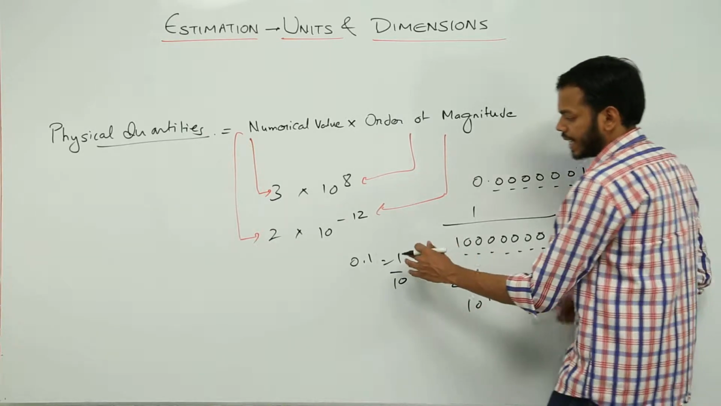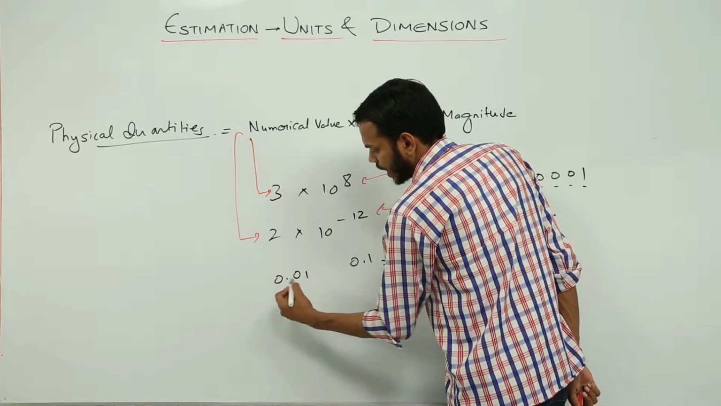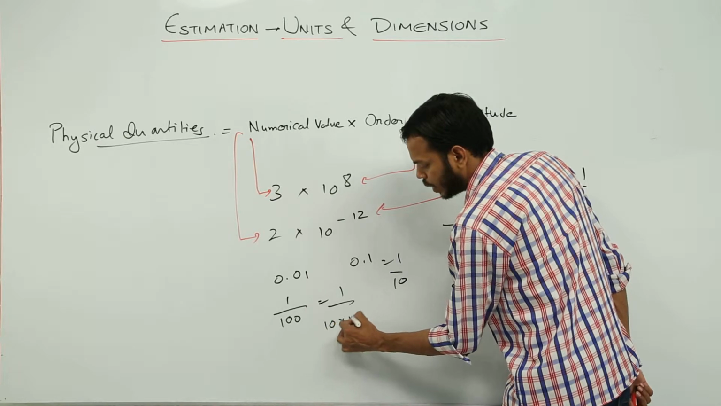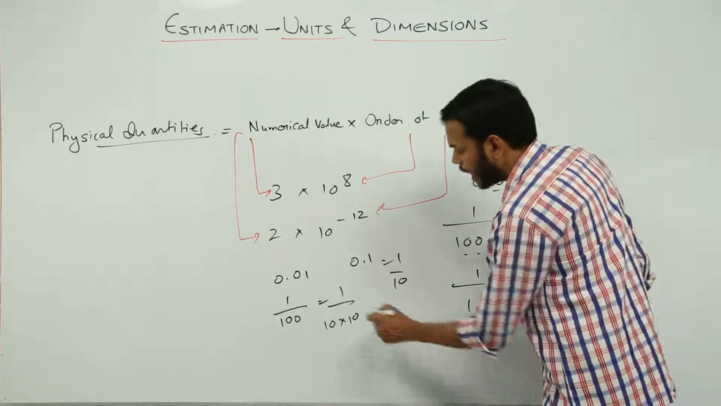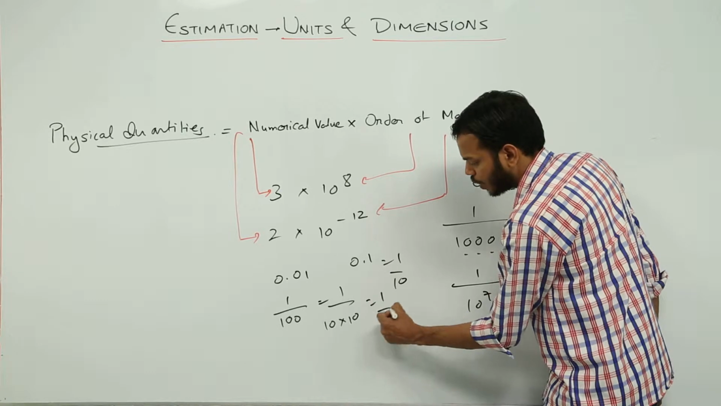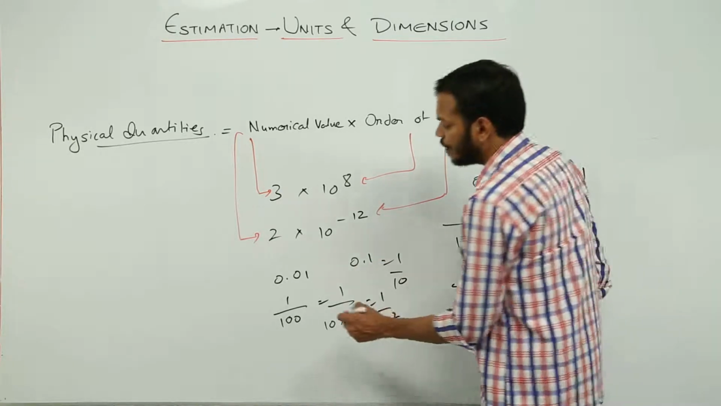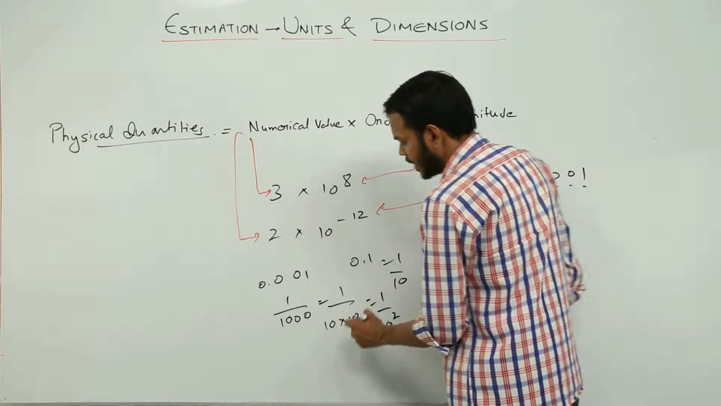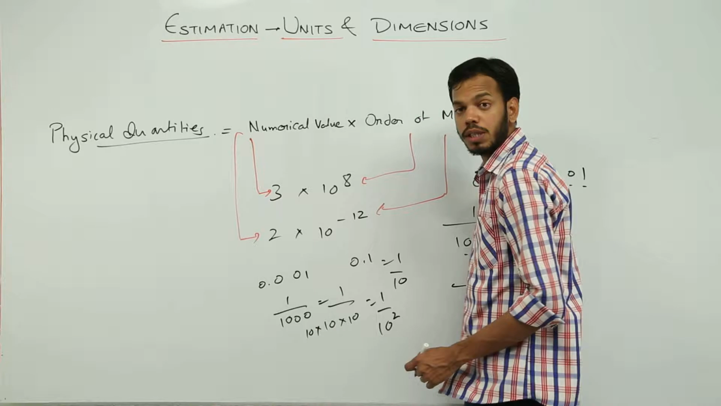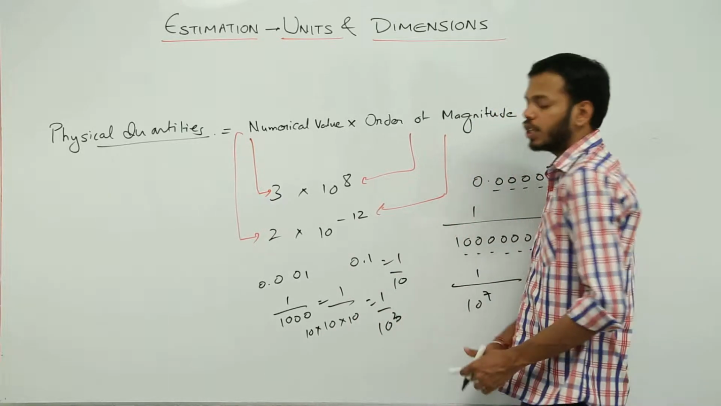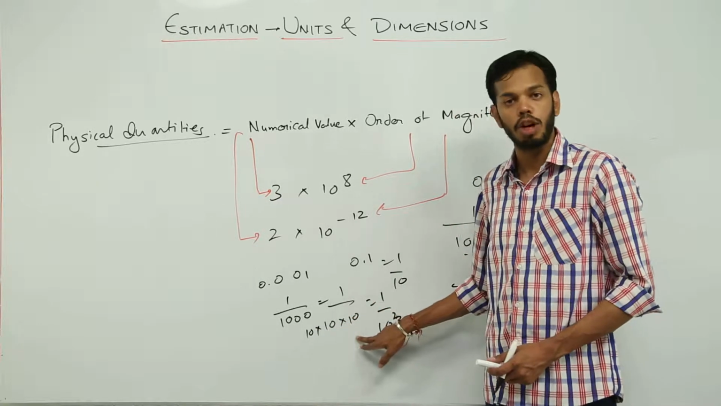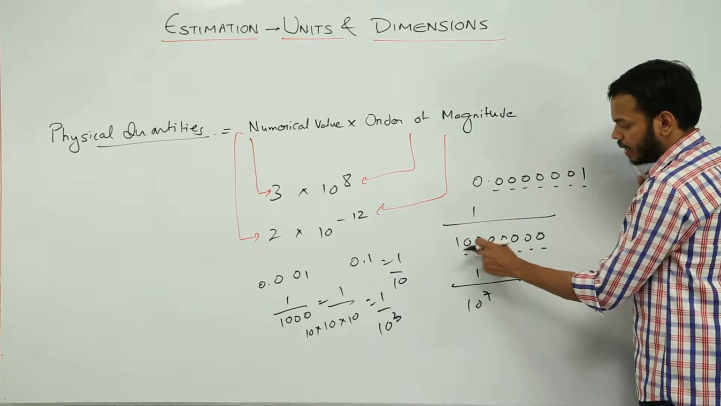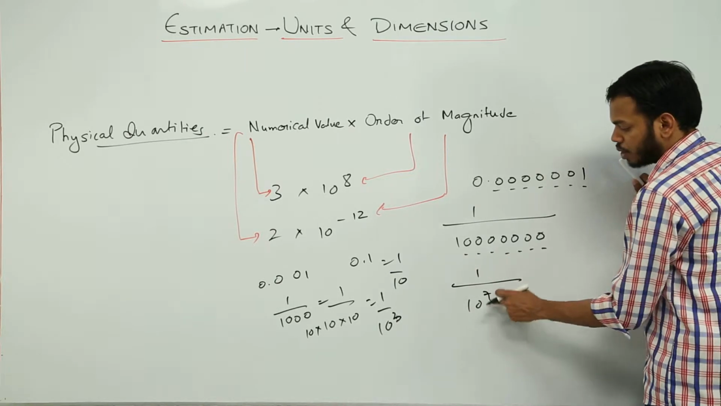Why so? Let's say I have 0.01. I can write it as 1 upon 100. What is 100 basically? 10 into 10. So how many times am I multiplying 10 here? I am multiplying 2 times. So that makes it 1 over 10 raised to power 2. If it would have been 0.001, I would have written 1 over 1000. That means 10 is multiplied 3 times, so I will be writing 10 raised to power 3. So the number of zeros in the denominator is equal to the power of 10. So here there are 7 zeros, so 10 raised to power 7.